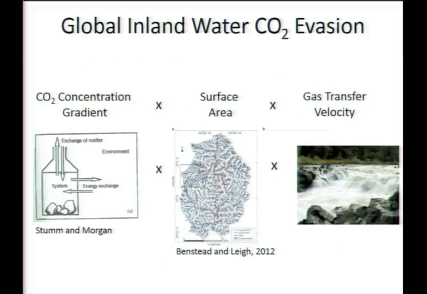And so, just like in the oceans, if you want to figure out how much CO2 is coming out of your inland waters, you need to constrain three parameters. You need to know how much CO2 is in the water, you need to know the surface area of your inland waters, and you need to know something about the physics that drives the exchange across the air-water interface.